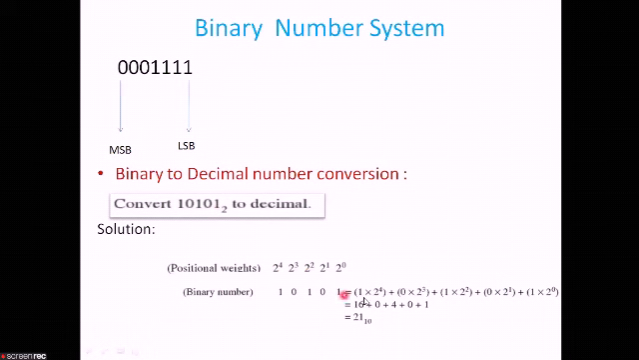So we just have to multiply the weights with the individual digits and do the addition. Suppose this is 1 into 2 to the power of 4. Next is plus 0 into 2 to the power of 3. Next this one will come, plus 1 into 2 to the power of 2. Next is again 0 into 2 to the power of 1. And next is 1 into 2 to the power of 0. So ultimately this one will be 16. 0 into something is 0. Again 1 into 2 to the power of 2 is 4.